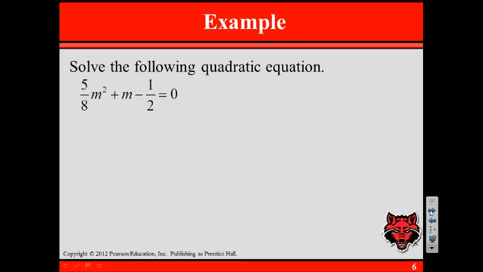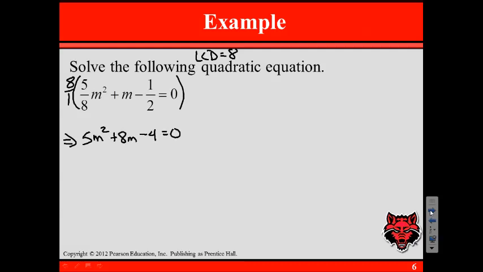Let's try another example: (5/8)m² + m - 1/2 = 0. Just like we've seen in previous sections, anytime we have an equation with fractions, we can eliminate the fractions. First, we find the LCD, and the LCD here is 8. So we multiply every term on both sides of the equation by 8, or in the case of the fractions, 8 over 1. As you multiply that, you will find that your resulting equation is 5m² + 8m - 4 = 0.